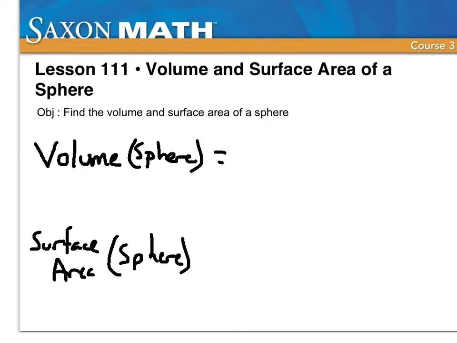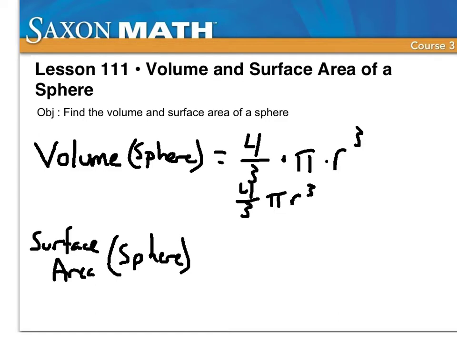Okay, the volume of a sphere, the formula is 4/3 times pi times the radius cubed. You can write it like that, or we can just write it more commonly as 4/3 pi radius cubed. Okay, either one of those is the volume formula for a sphere. Okay, and we will have one example for that.